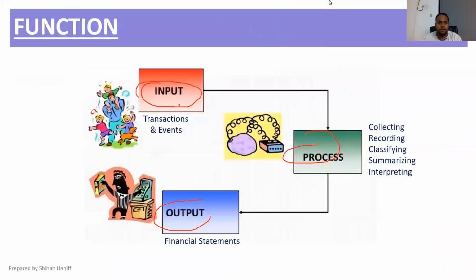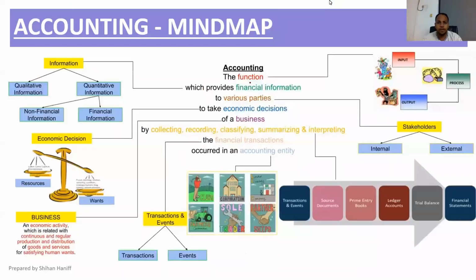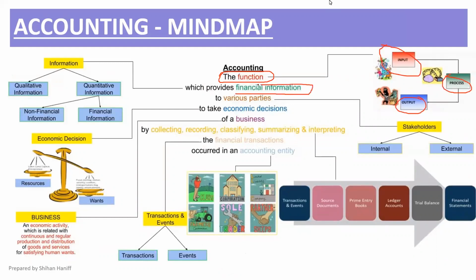So we were discussing this. Just go through the mind map. Accounting is a function. So I was explaining what is meant by a function. There is an input, process, and output. So input: transactions and events. Then it says which provides financial information. The accounting function provides financial information.